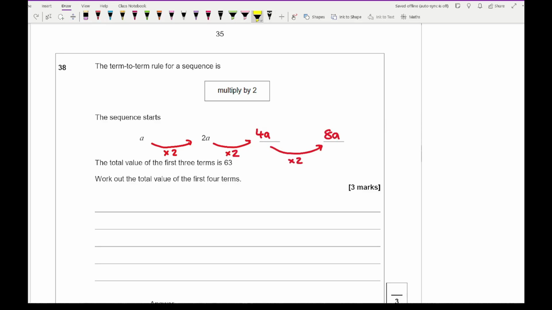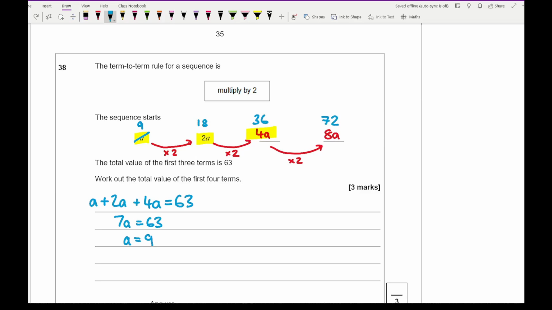Now, it says that the sum of the first 3 terms, which I've just highlighted in yellow, is equal to 63. So a plus 2a plus 4a equals 63. So that means that 7a equals 63. So a equals 63 divided by 7, which is 9. So then substituting 9 in, that's going to equal 9. That's going to equal 18, that's going to equal 36, and this is going to equal 72.